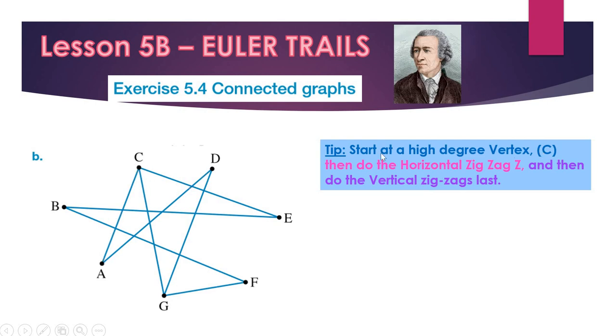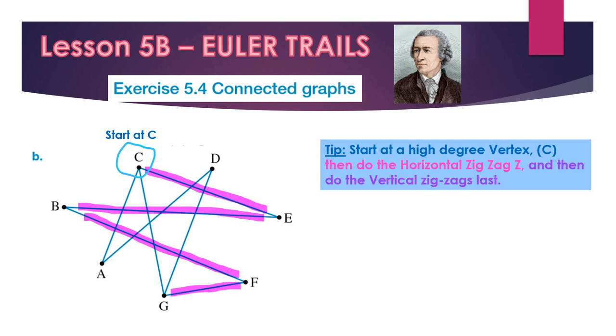So we're going to start at C, the high degree vertex one. So we'll go straight to that. It's got 3 coming out of it, so that's a good one to start at. And we're going to do the horizontal zigzag first. So we'll start at C, and first up we'll go across to E, then we'll go across to B, then we'll go across to F. So see how we've made a Z? We're doing the horizontal kind of zigzags. Then we'll go to G.